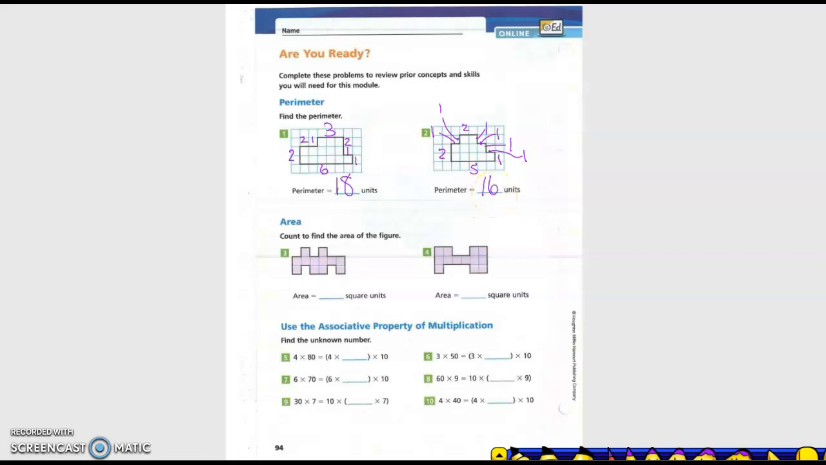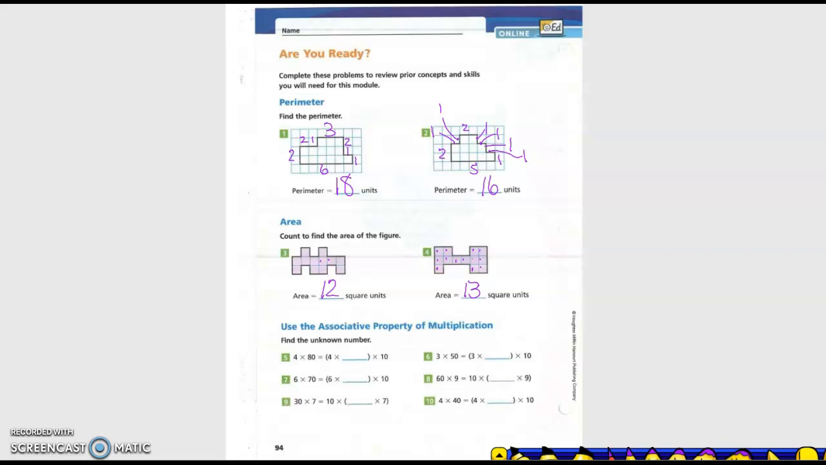Okay, now they want us to find the area. So will we do all of those around the outside this time? No, we're just going to count how many total boxes there are, correct? Okay, so there's 1, 2, 3, 4, 5, 6, 7, 8, 9, 10, 11, 12, right? Okay, over here on 4, there's 1, 2, 3, 4, 5, 6, 7, 8, 9, 10, 11, 12, 13. So you can touch it to figure out all the spots, right? And make sure you didn't miss one.